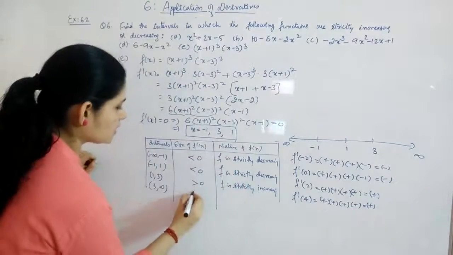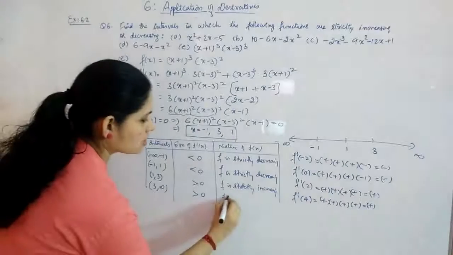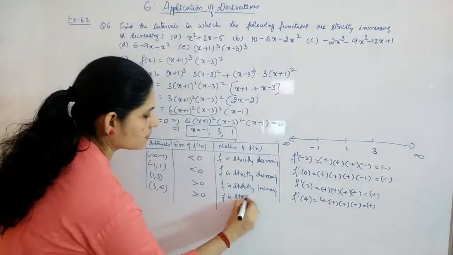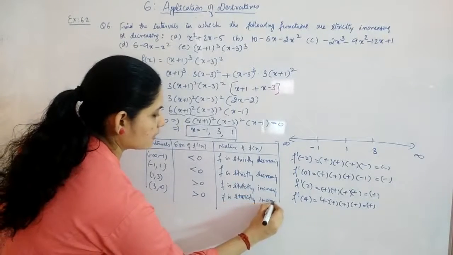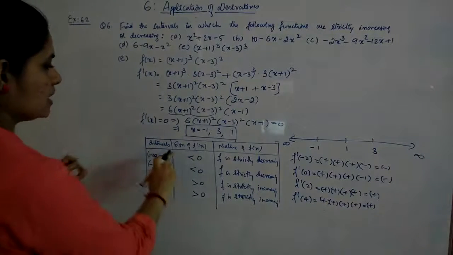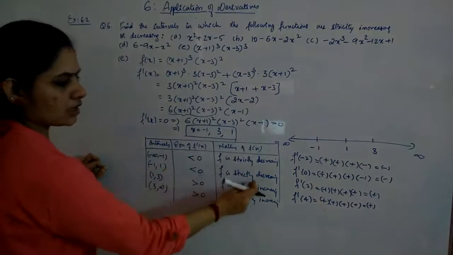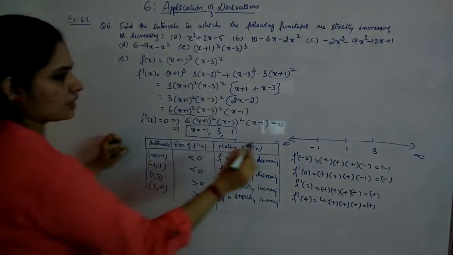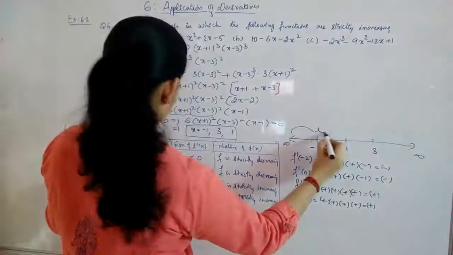So in total, it is greater than 0. That is, the function is strictly increasing in this interval. Now while combining all these things, that means you have 2 intervals to be strictly decreasing, and you can feel that it is from this part to this part.